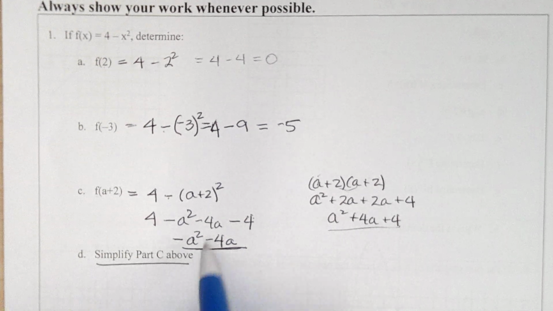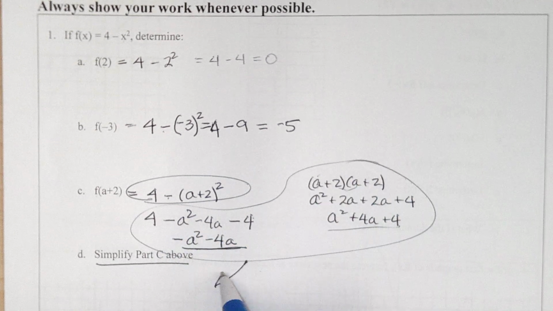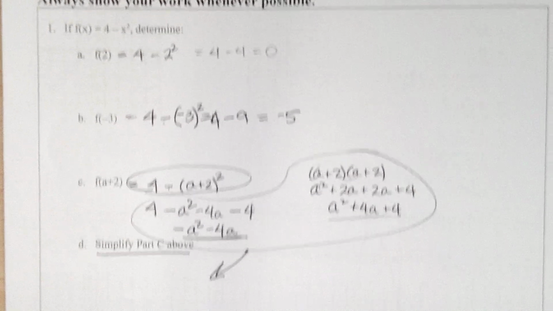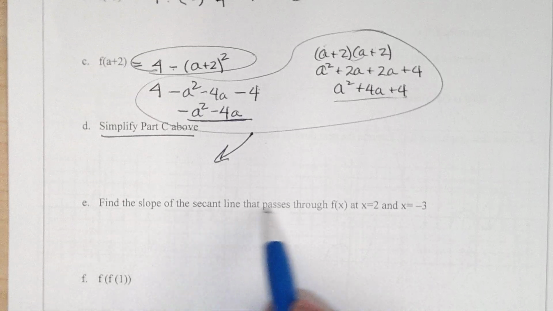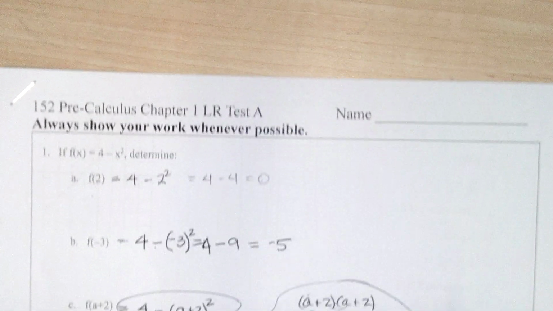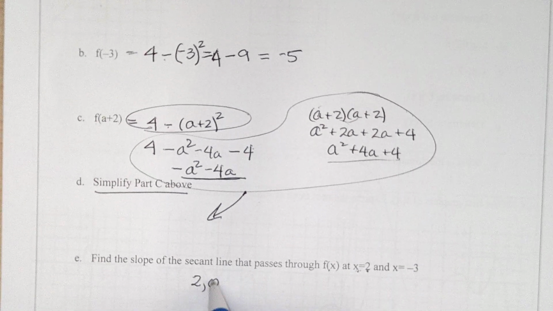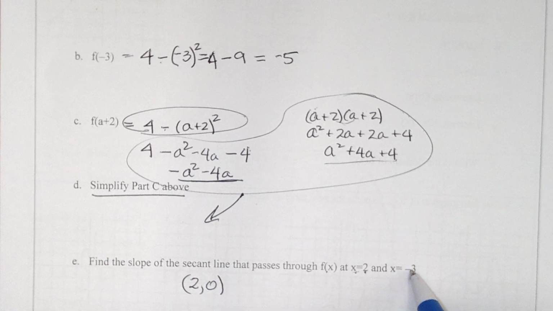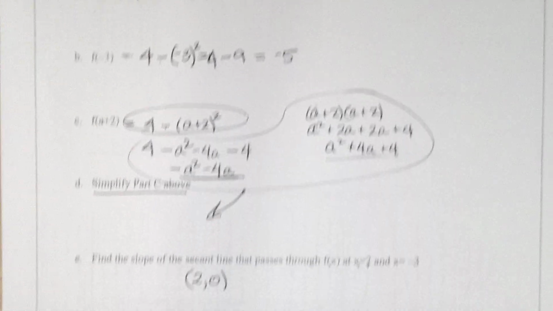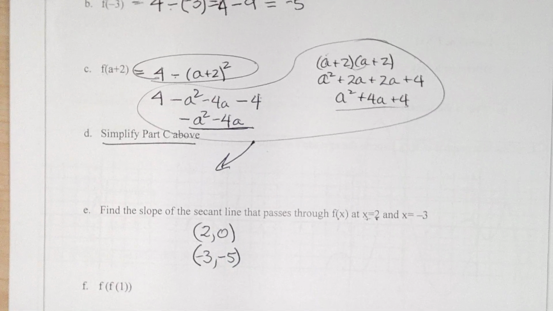And so this is part C, and this was the part D. Find the slope of the secant line going through what? At x equal 2, and when we put 2 in, we got 0. So we want to find the slope of the line going from 2, 0, and then when we put -3 in, we got -5. -3 gave us -5. So we're trying to find the slope between these.